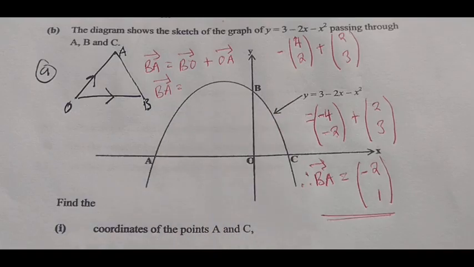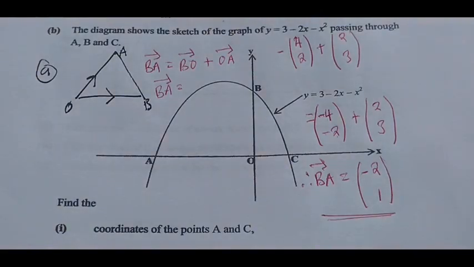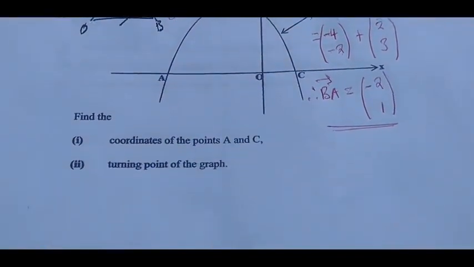So from here, what are we going to look at? Roman numeral 1: find the coordinates of the points A and C. Roman numeral 2: find the turning points of the graph. So I want you to pay attention. How can we find the coordinates of the turning point for A and B?